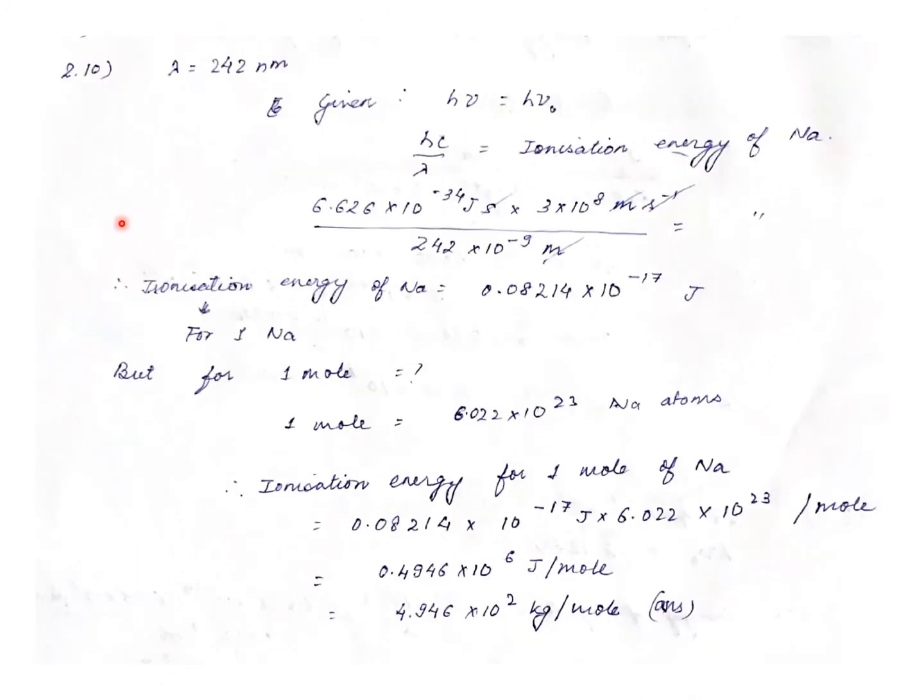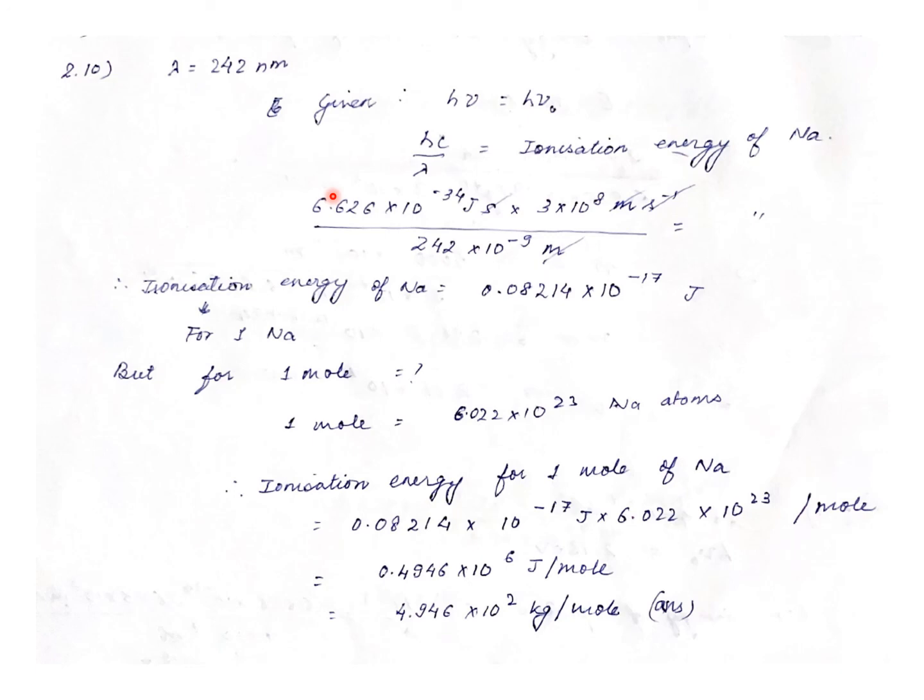Question number 2.10. Electromagnetic radiation of wavelength 242 nanometers is just sufficient to ionize the sodium atom. Calculate the ionization energy of sodium in kilojoule per mole. This question is very simple; it has just tried to fool you. The question gives the wavelength of light that you are putting on a sodium metal, and asks for the ionization energy of sodium, which is just sufficient. So the kinetic energy of the electron will be 0.